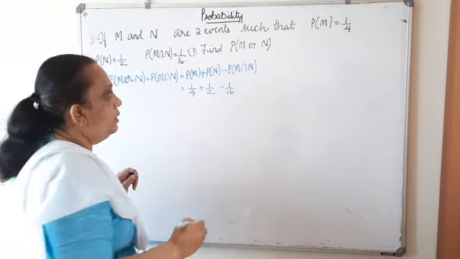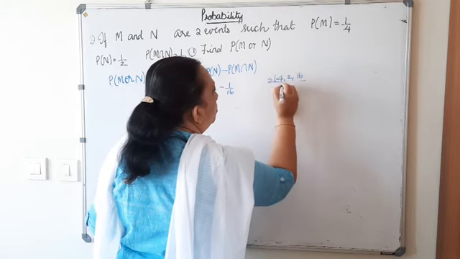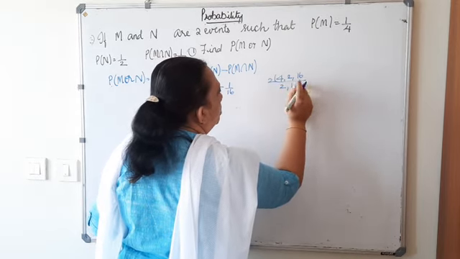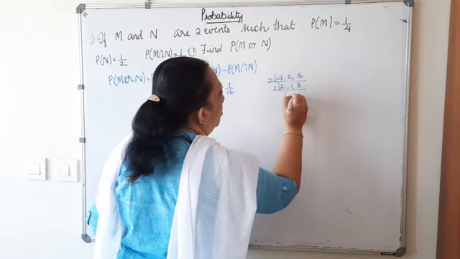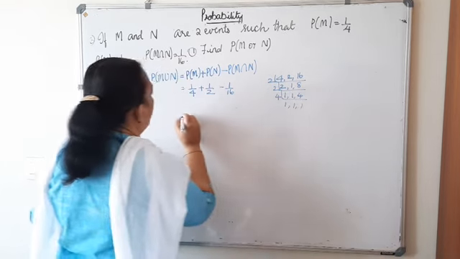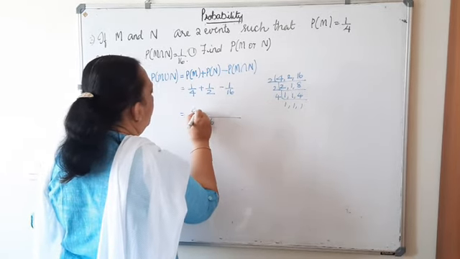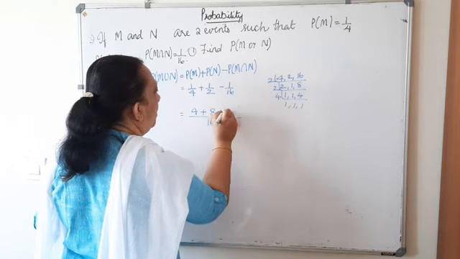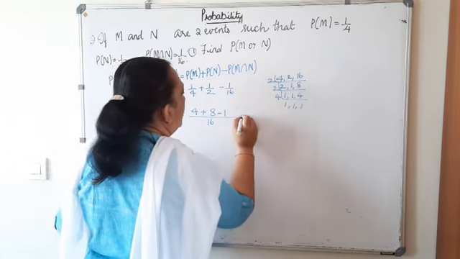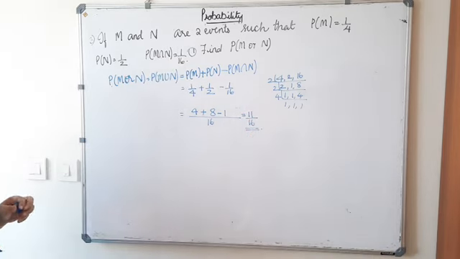And now you know how to take the LCM of 4, 2, 16. It is 16. 4 4s are 16 plus 2 8s are 16 minus 1. That is 12 minus 1, which is equal to 11 divided by 16. So that is a probability. Find P of M or N. M or N means M union N, and that is equal to 11 by 16.